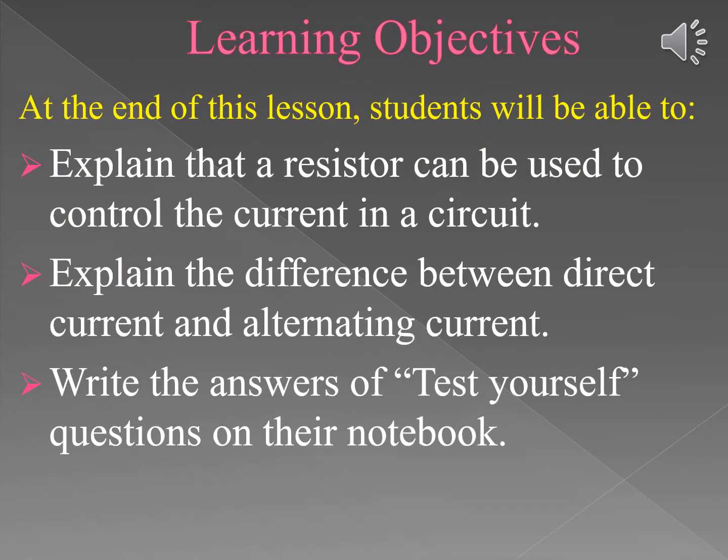Learning objectives. At the end of this lesson, students will be able to explain that a resistor can be used to control the current in a circuit. Explain the difference between direct current and alternating current. Write the answers of Test Yourself questions in their notebook.